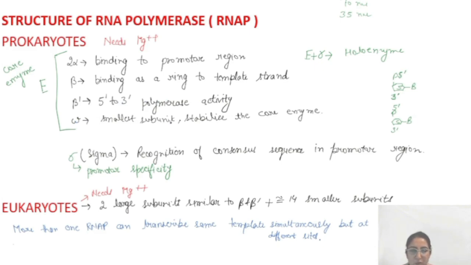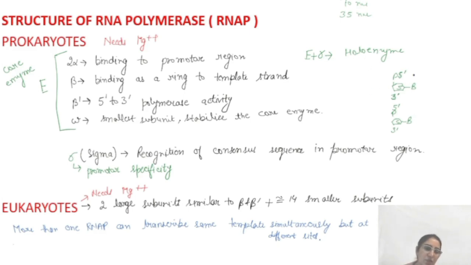Omega is the smallest subunit and it stabilizes the core enzyme. So, omega is for stability. Beta 1 is the actual enzymatic part which binds the new nucleotides from 5' to 3' direction. Beta 2 actually makes a ring around the template strand, and alpha units bind to the promoter region. But the promoter specificity is provided by the sigma subunit. Then when the capital E, that is the core enzyme, binds with the sigma subunit, you get the holoenzyme.